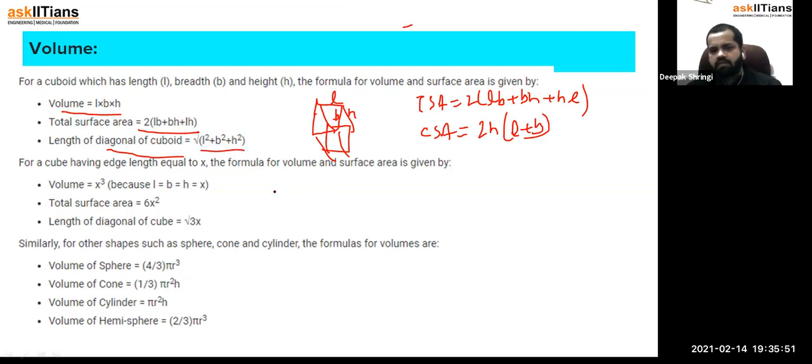For a cube having a side length of X, you know a cube is a 3D figure of a square. If the cube has a side length of X, then the total surface area will be equal to 6X square. Let me write here CSA. The CSA of a cube, just subtract the bottom area and top area, you will get 4x square, right? 6x square minus 2x square will be equal to 4x square. The length of the diagonal is x root 3, or root 3 x, right?